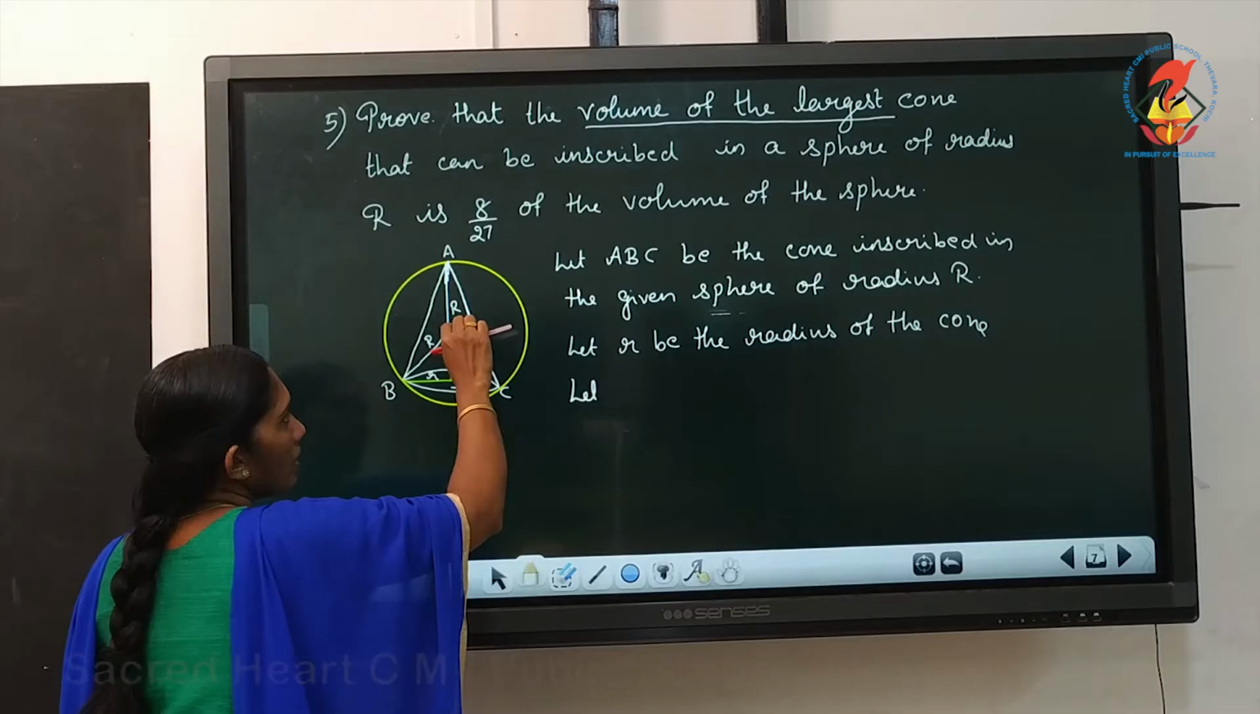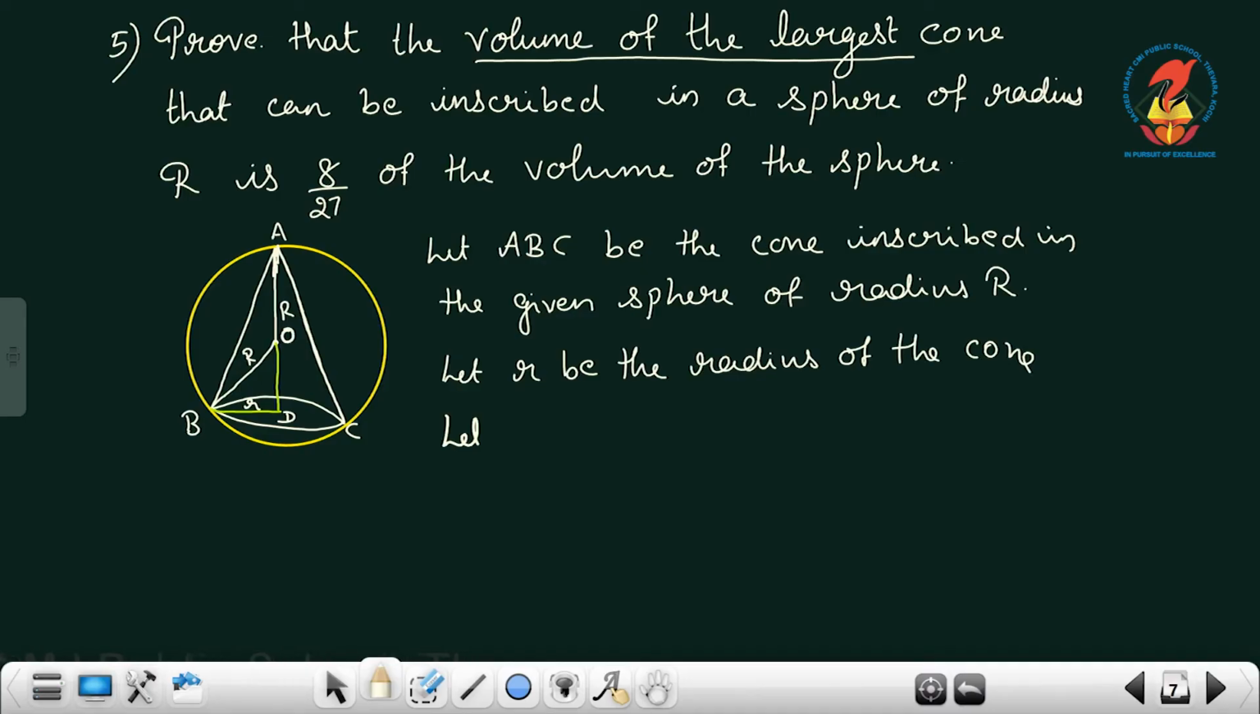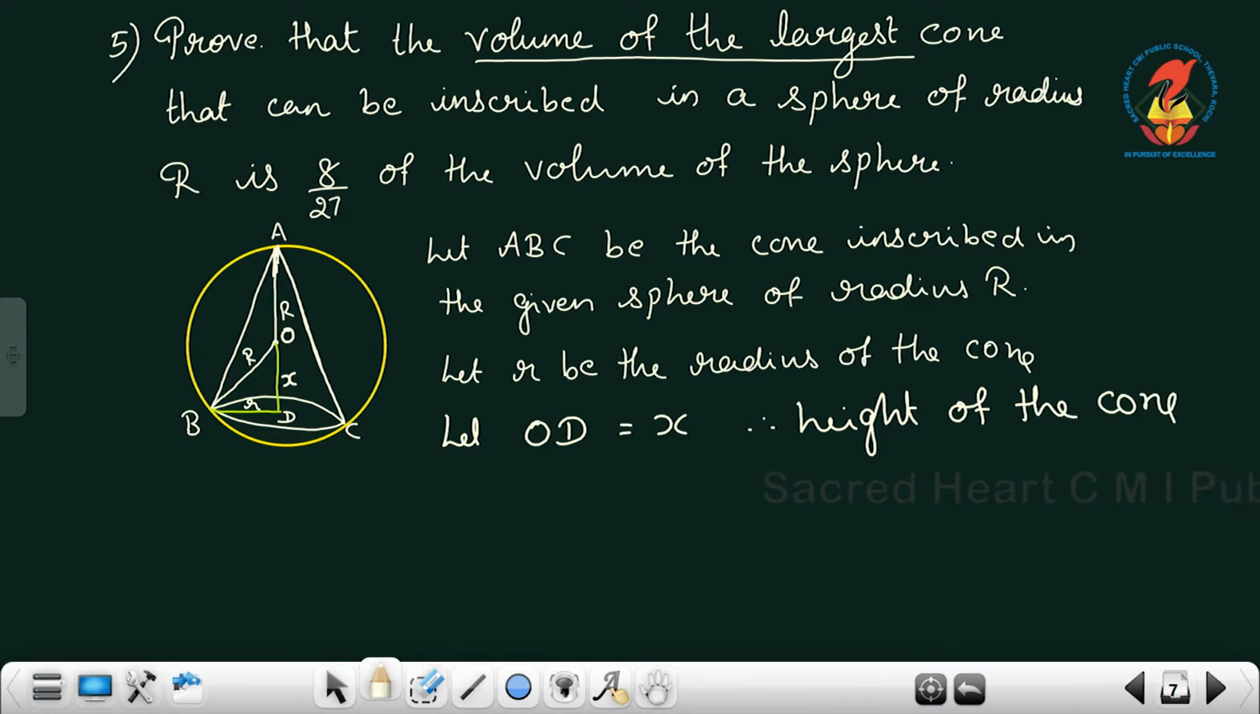But this center to this point, that is not R. Let this point be O. AO is R, but OD is not R. So let OD, I am taking another variable x. Okay. So what is the height of the cone? Therefore, height of the cone, that is AD, is equal to R plus x. So H is equal to R plus x.